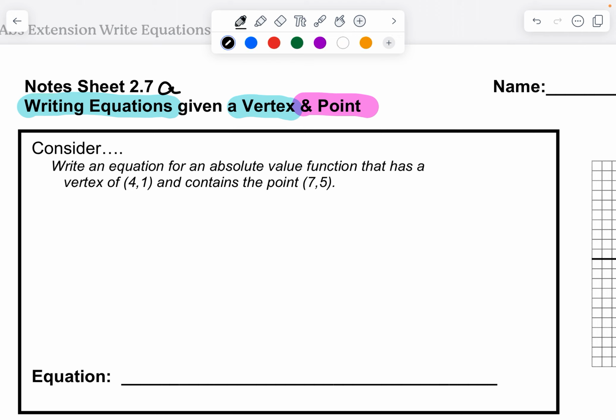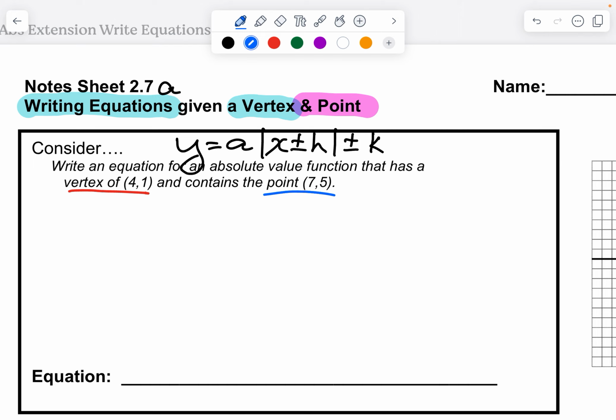Now, what I want you to realize is that everything still goes back to our formula, our model for absolute value, y equals a, the absolute value of x plus or minus h, plus or minus k. So let's dig in. How are we going to come up with an equation that has a vertex at (4, 1), but passes through a point of (7, 5)?